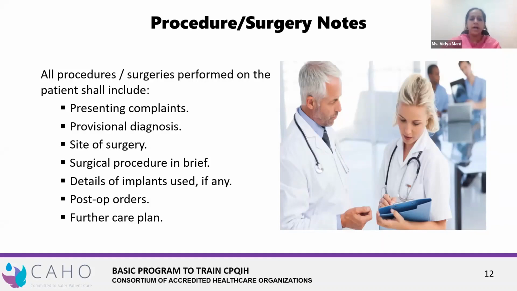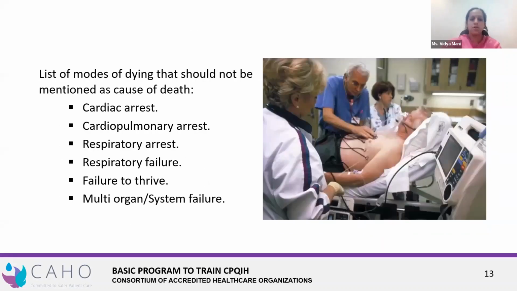With regards to defining or listing out the cause of death, it is important that we know what should not be mentioned as the cause of death. So basically, the list of modes of dying should not be mentioned as a cause of death. Cardiac arrest should not be part of it, cardiopulmonary arrest should not be mentioned, nor respiratory arrest, respiratory failure, failure to thrive, or multi-organ system failure. These should not be documented as a cause of death.